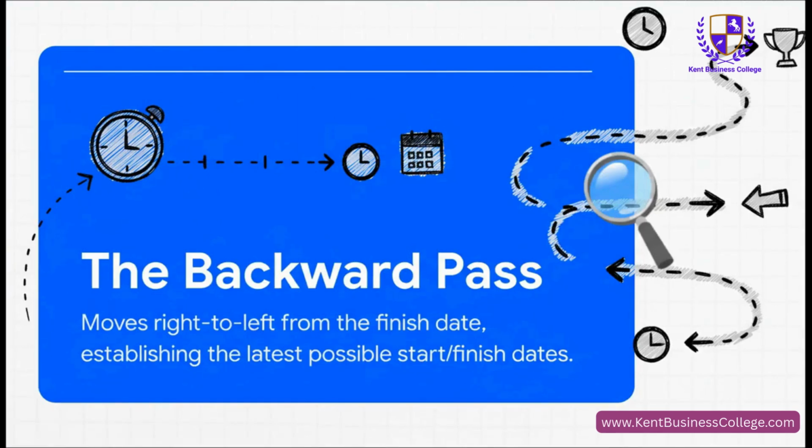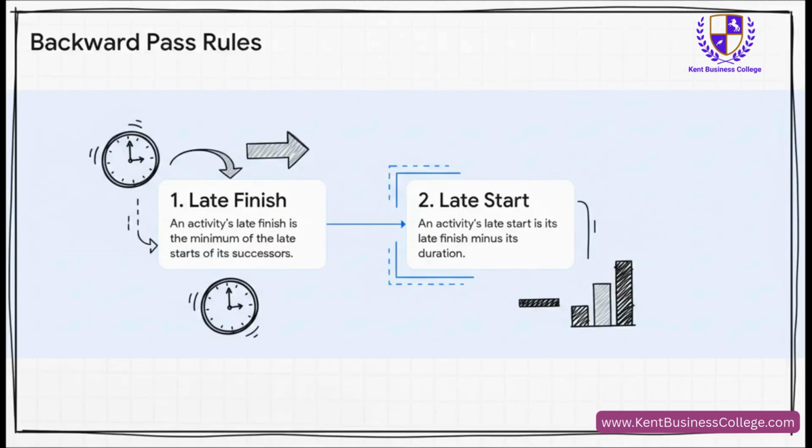So what's really interesting here is that we're working out the last possible moment we can start and finish each task without making the whole project late. You can think of it as finding your real, hard deadlines. It's literally just taking away on your way back from the end date. And again, it's just two simple rules, basically the mirror image of what we did before.